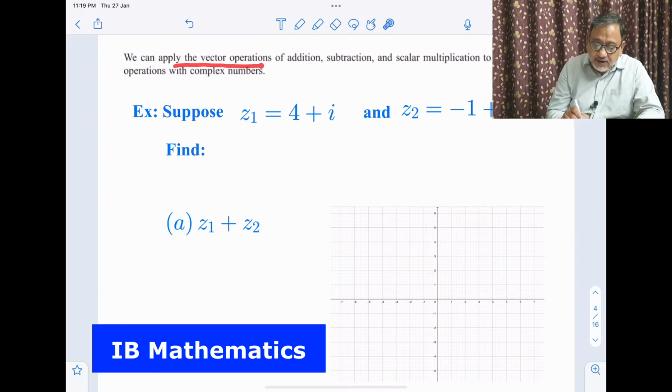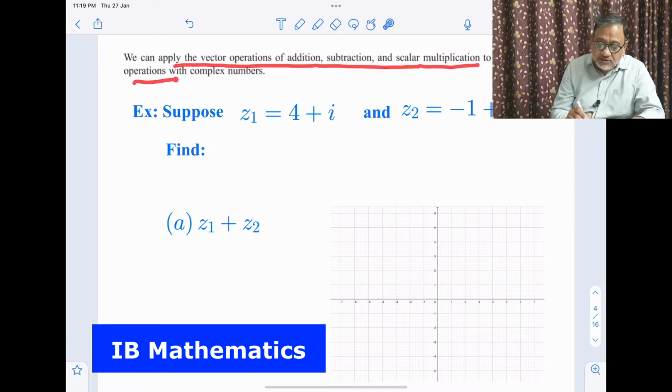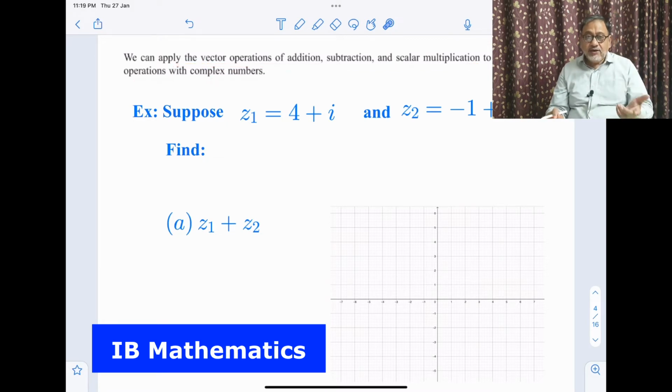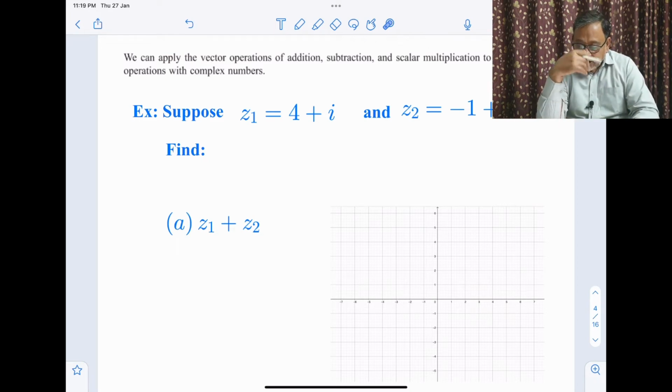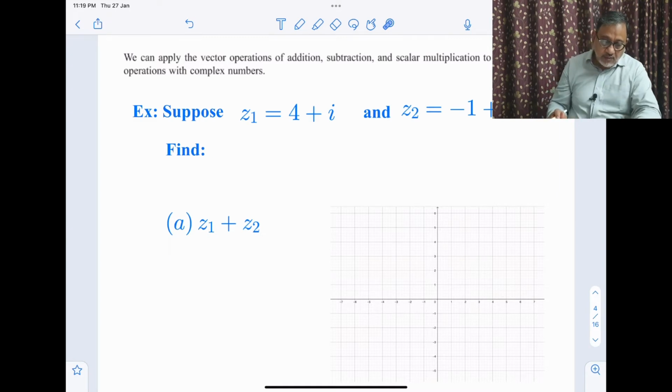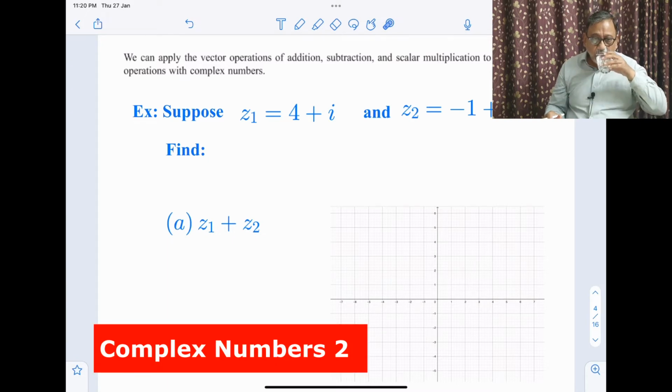We can apply the vector operations of addition, subtraction and scalar multiplication to perform these operations with complex numbers. To add two complex numbers, you have to add them like vectors. As you add vectors, you are going to add complex numbers. The vectors chapter was before this, so anyway, I am going to cover it later on. I hope all of you know about vectors. Even if you don't know, I am going to show you here.